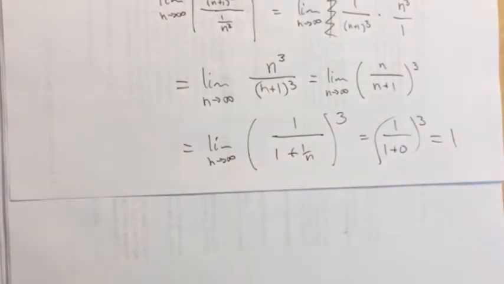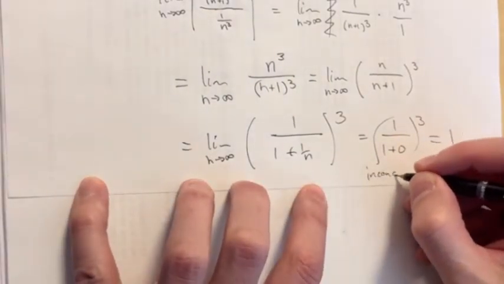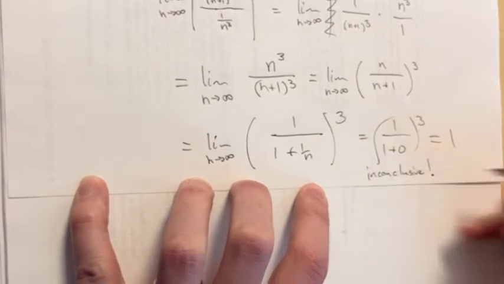When you're doing the ratio test, this is the worst case scenario. If you get 1, it means the ratio test cannot tell you if it converges or not, and you just have to go back and do it some other way. So I'll just say inconclusive. That's the worst. The worst thing that can happen is you went through all that work and you still don't know. Any thoughts about this? This is the ratio test.